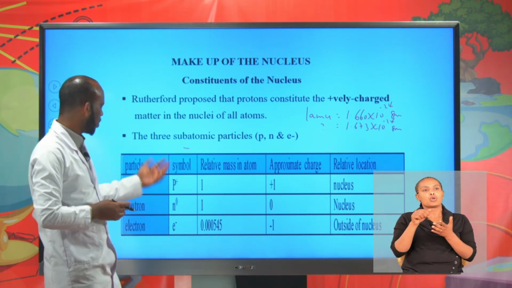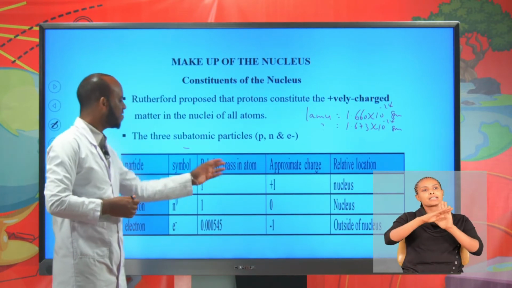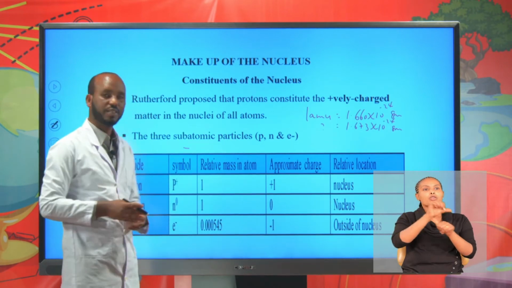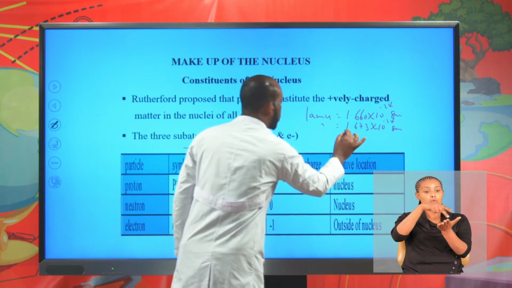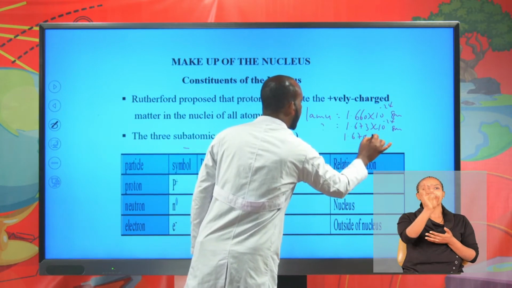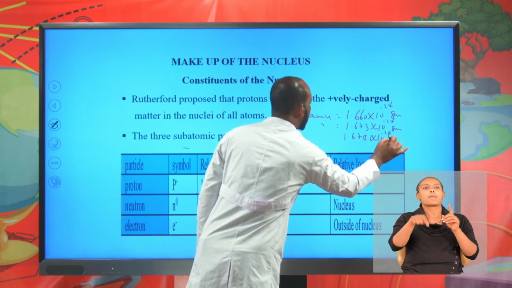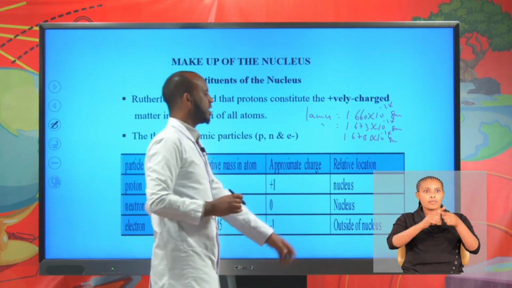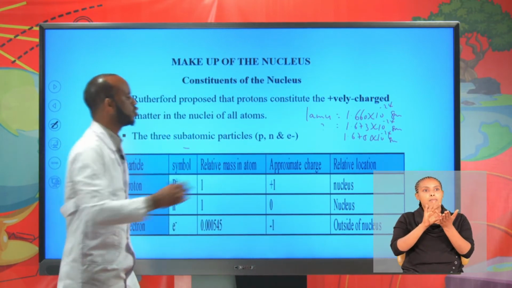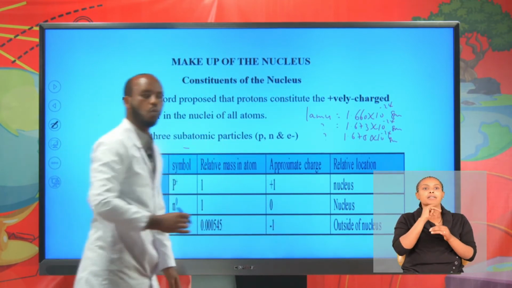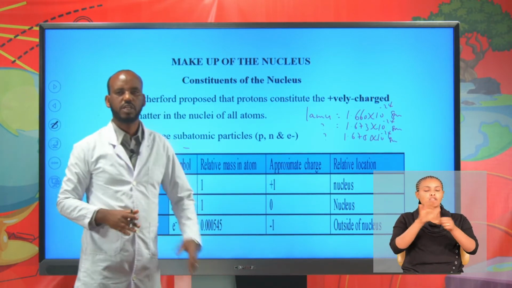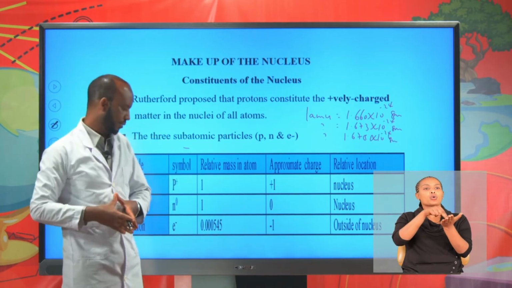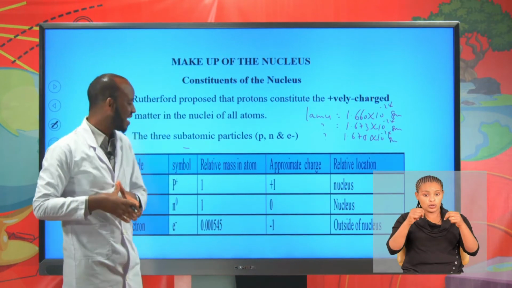Neutron, symbol is N. Relative mass in atomic mass unit is 1. The actual mass of a neutron is 1.675 times 10 raised to minus 24 gram. This in atomic mass unit is 1. Approximate charge: neutron is neutral, found in the nucleus of the atom.